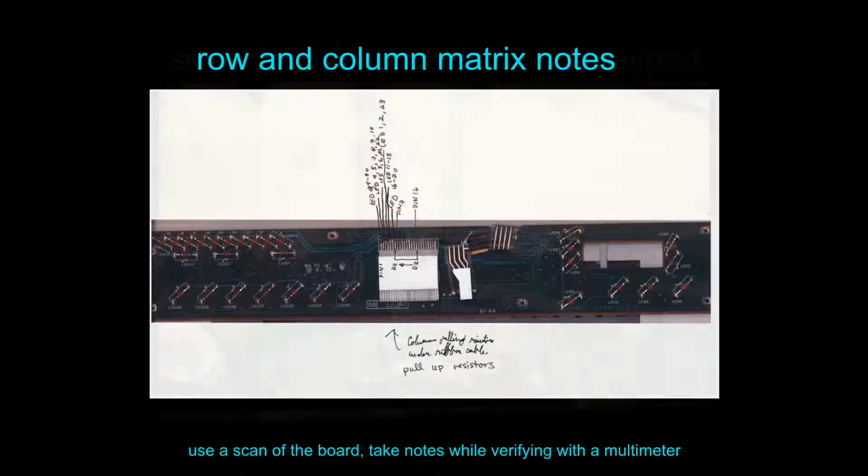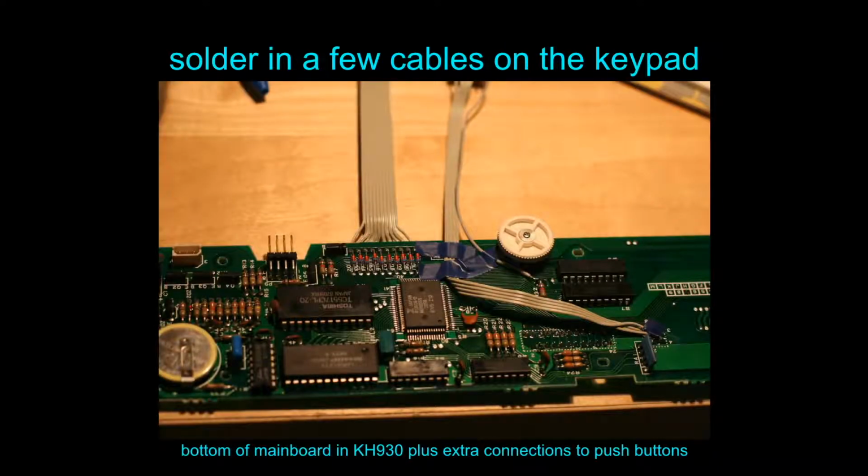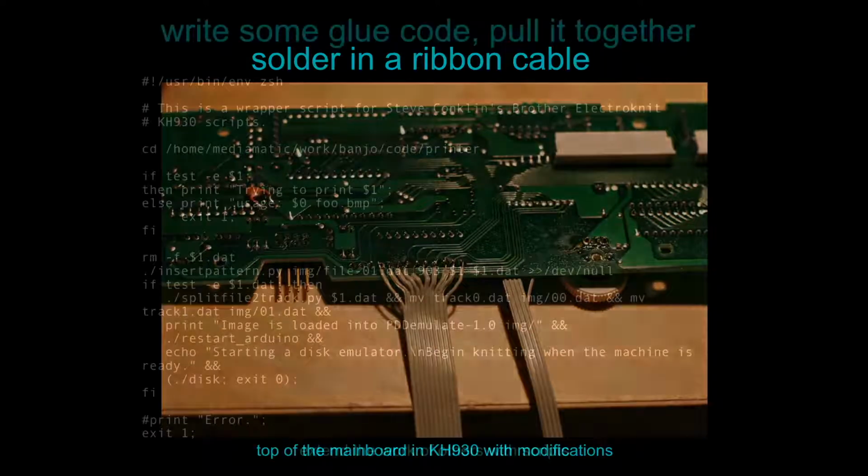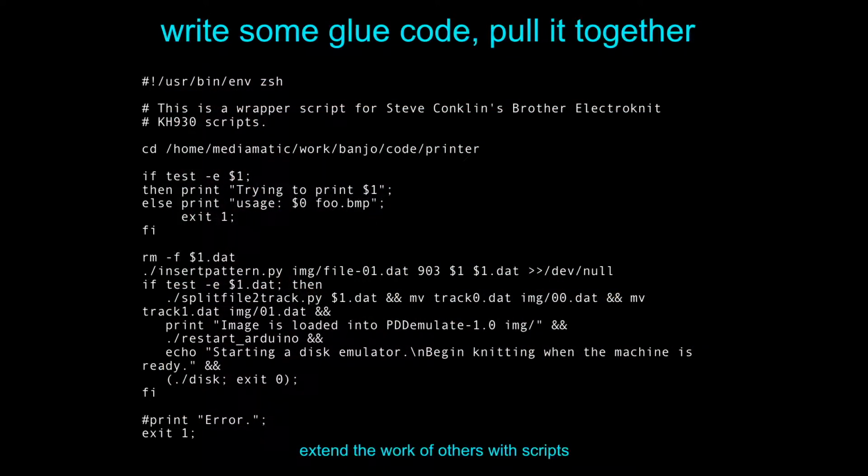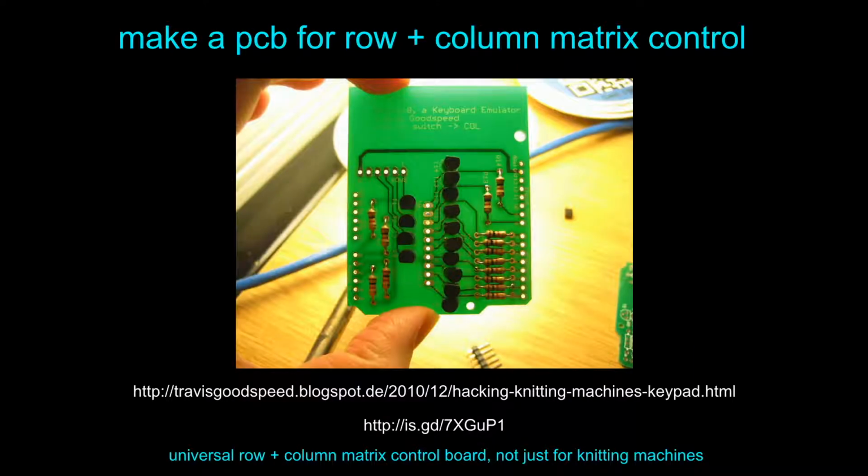And added new connections, new hardware, and added various systems to make it work with modern computers and make it scriptable. And in the process, we also made a row and column matrix control board that is open source as well. So if you have any kind of button matrix that you want to push programmatically, we've got you. This is open source hardware. You can slam it on there. It's not just for knitting machines.